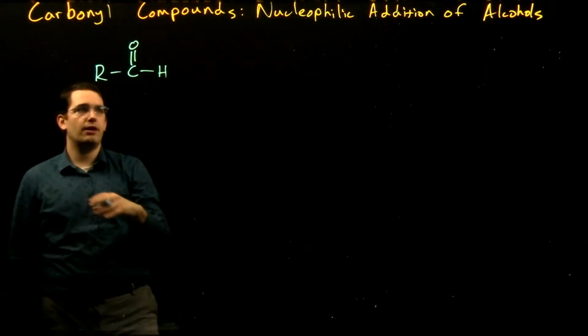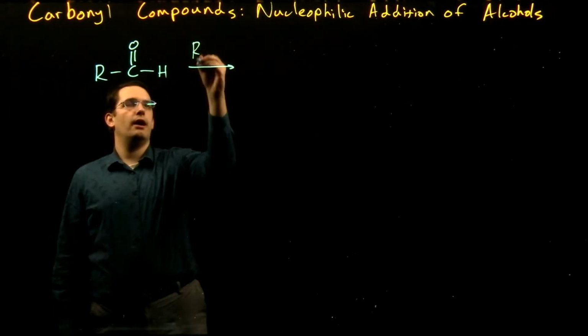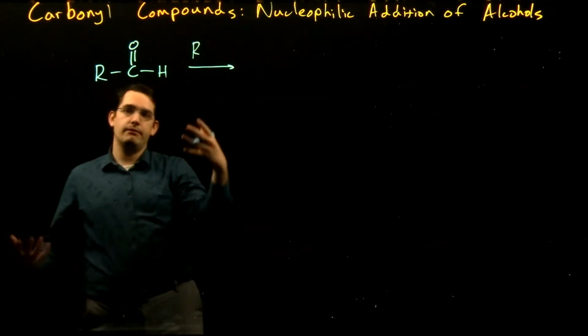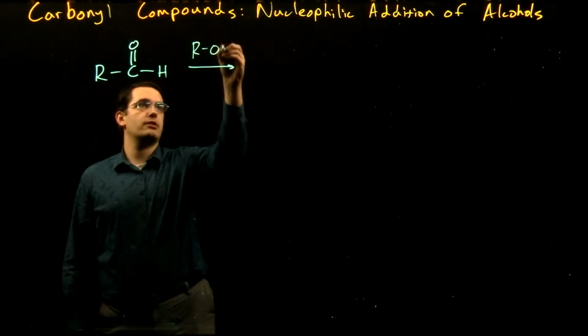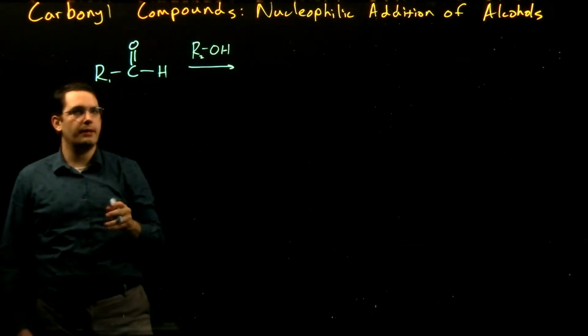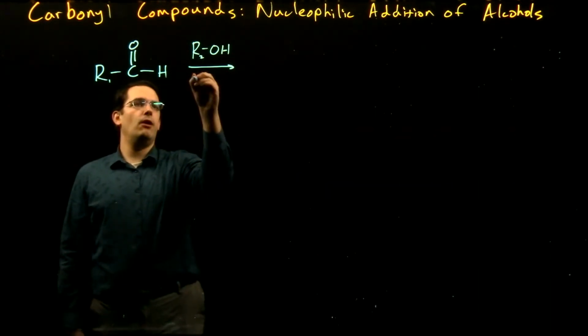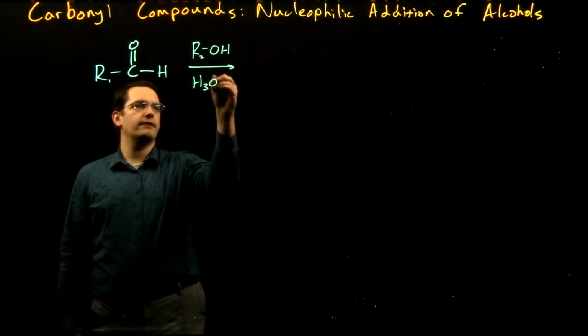So to begin this reaction, we can start with any aldehyde, again with my R representing any generic carbon-based structure, and we're going to react it with an alcohol. Again, I'll use R to represent that this could be any kind of carbon structure on our alcohol. I'm going to label this as R2 and this is R1 so we can distinguish between these two different carbon chains. And we're also going to include an acid here.